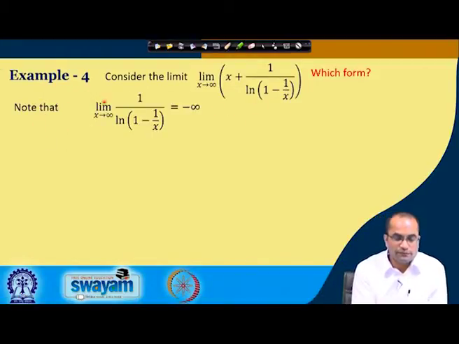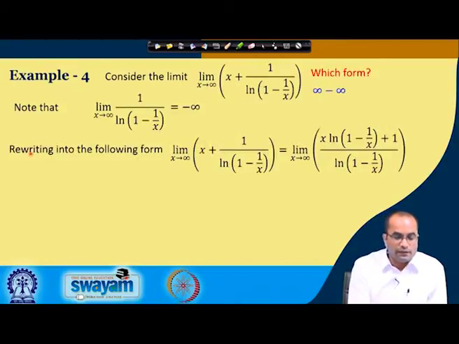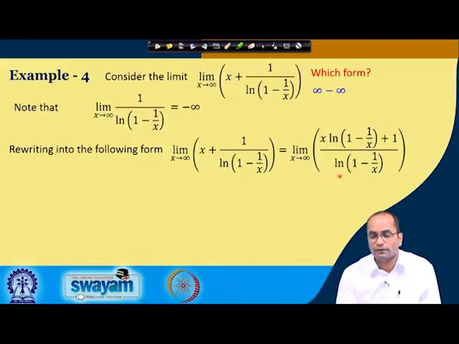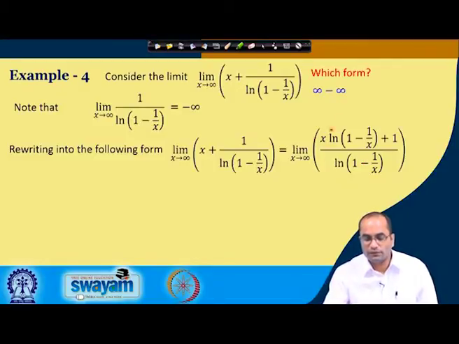So, again I have written down, so that this term here 1 over ln 1 minus 1 over x is minus infinity. So, we have infinity minus infinity form, and now we will deal exactly as done in the previous example. So, we have x over ln 1 minus 1 over x. We can rewrite this x into ln 1 minus 1 over x plus this 1 and divided by ln 1 minus 1 over x. So, we need to check again what is the limit now here. So, when x goes to infinity, this one ln 1 goes to 0. So, here we have 0.